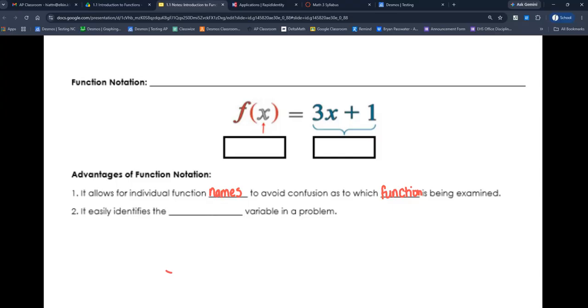The other thing that it does is it easily identifies the independent variable. And you can tell this because the independent variable is always the one inside of the parentheses. So this is your independent variable. Sometimes that also could be called your input.